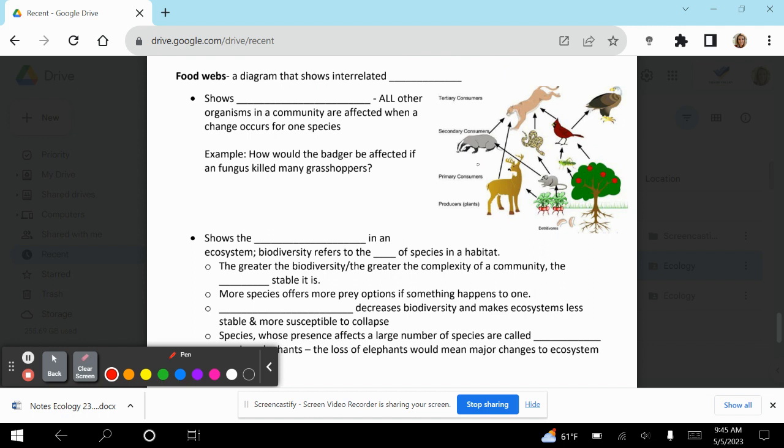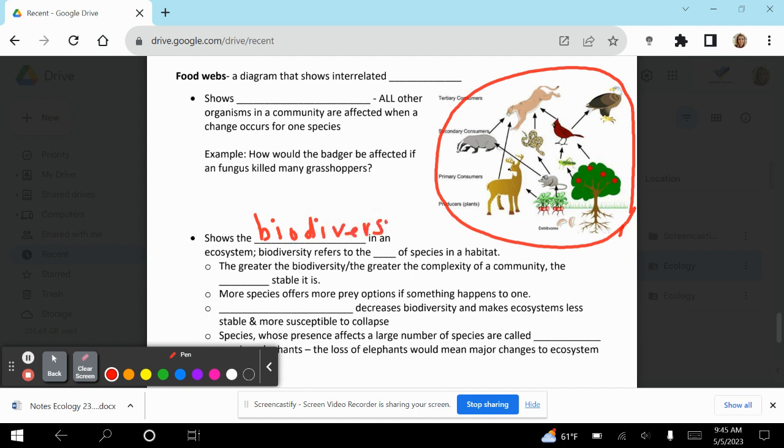Food webs also help to show the complexity of an ecosystem because all of these organisms are interacting, with a lot of complex relationships. Another way to indicate how many organisms are in an ecosystem is the word biodiversity. Bio means life. So the diverse types of organisms is called the biodiversity. Biodiversity refers to the number of species that are interacting in a habitat.